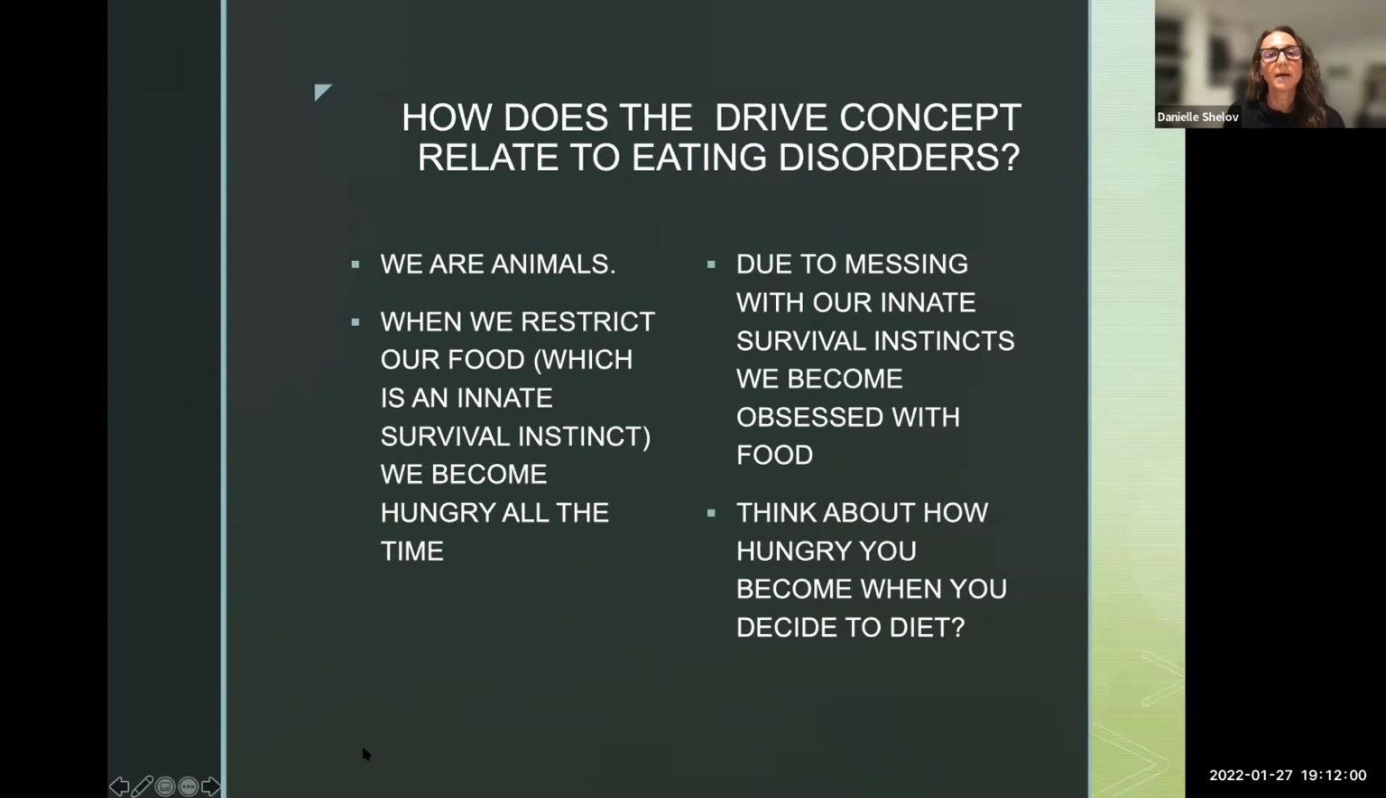And let's just think about it personally, which is really how we learn, right? Suppose it's January 1st and you decide you want to go on a diet. That week, how hungry are you? That's just how we operate. Once we start to restrict something that is a drive, all we're going to be able to do is focus on it.